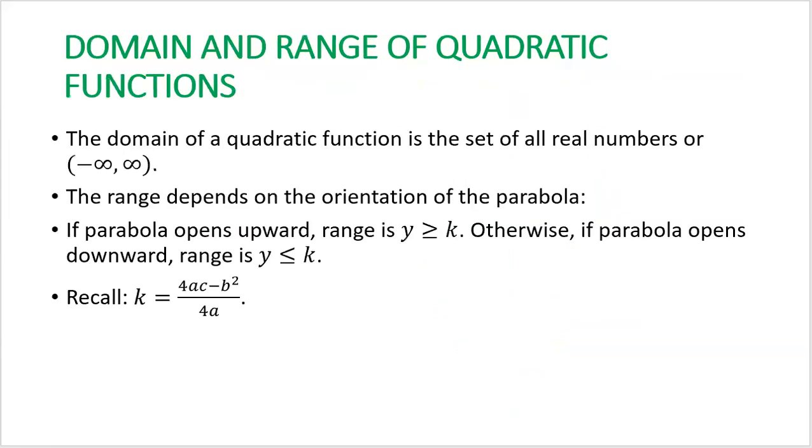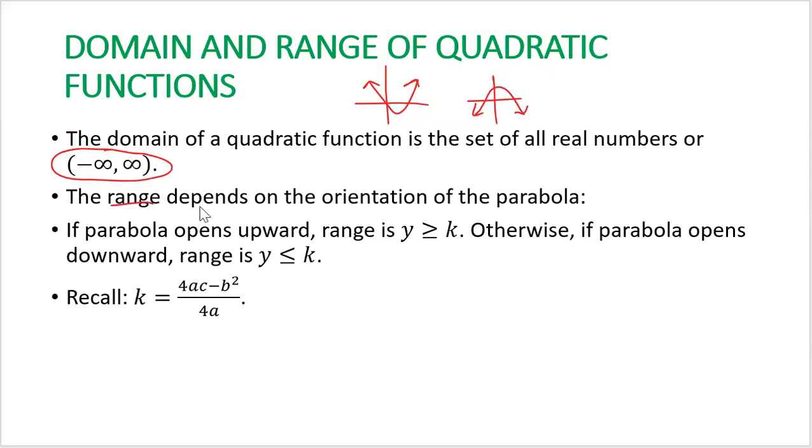And then finally, for the domain and range of a quadratic function, the domain of a quadratic function is the set of all real numbers, or the interval from negative infinity to positive infinity. That is because whenever we have a parabola opening upward or a parabola that is opening downward, both of these graphs extend indefinitely to the left side and to the right side. So that's why the domain is the set of all real numbers.